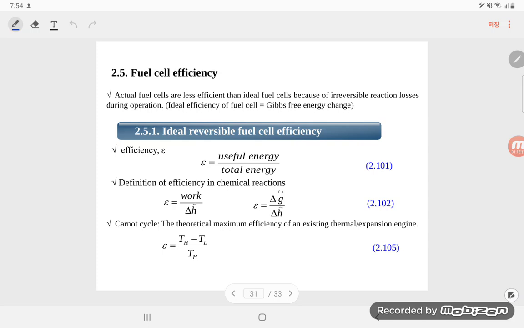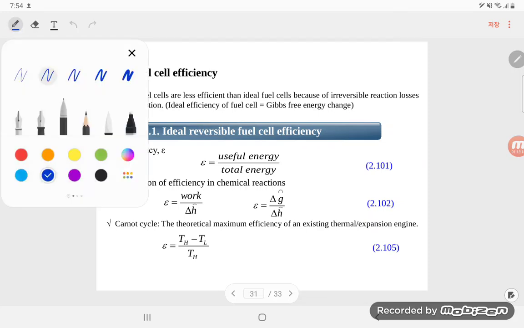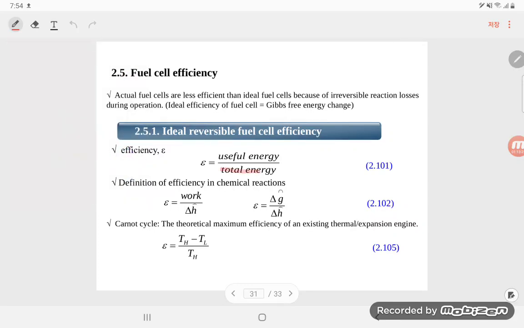That means the reversible fuel cell efficiency can be expressed like this, like a Carnot cycle. We can calculate this one. There is a total energy from the reaction, and what is the useful energy we can get? Useful work is the change of the Gibbs free energy, and the total energy of the reaction is the enthalpy change. So this is the efficiency in the ideal case, right?